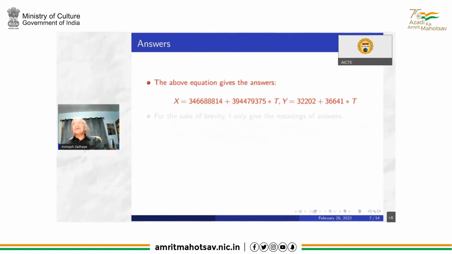Then I'm just writing down the answers. I'm not going to go through the steps, of course, but the answers seem to be x equal to this number, 346688814, plus this other number times t. And what is t? I will explain it in a minute. And y is 32202 plus some multiple of t. So let's give the meanings of what these numbers are.